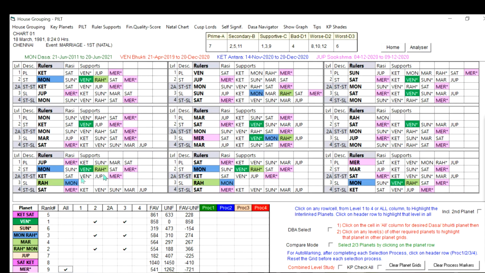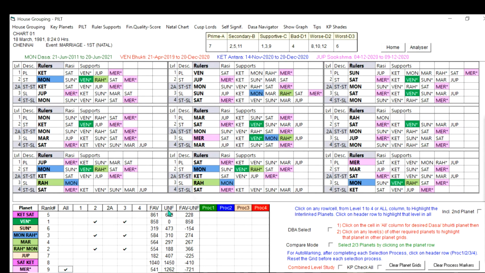Not only that, we can also identify the planets which have those key planets in their support. That will be more useful in identifying the ruler link column. A lot of usage is present. Once you start learning this KP system, you will understand the usage of the PILT table.